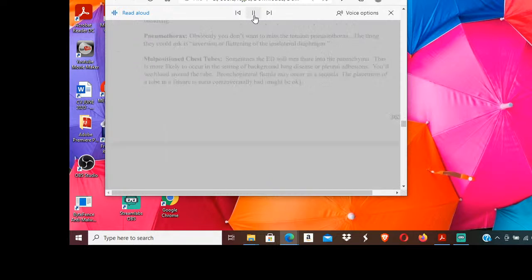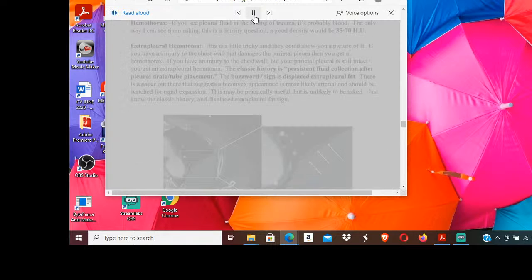363. Hemothorax, if you see pleural fluid in the setting of trauma, it's probably blood. The only way I can see them asking this is a density question. A good density would be 35 to 70 HU.